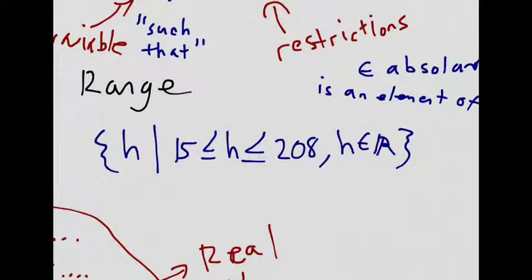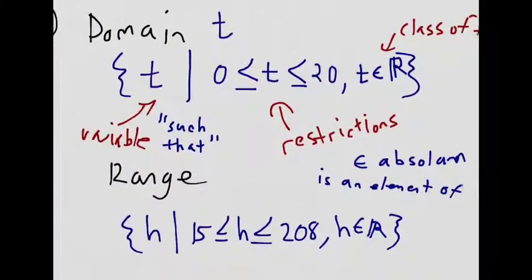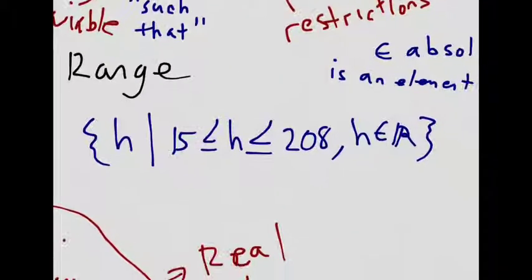So this is probably the most difficult part of today's lecture. I guess I'll know that for sure later, but hopefully this makes some kind of sense, right? All this means is the set of numbers represented by h such that h is bigger than or equal to 15, less than or equal to 208, and it's all the real numbers, every possible number between 15 and 208.